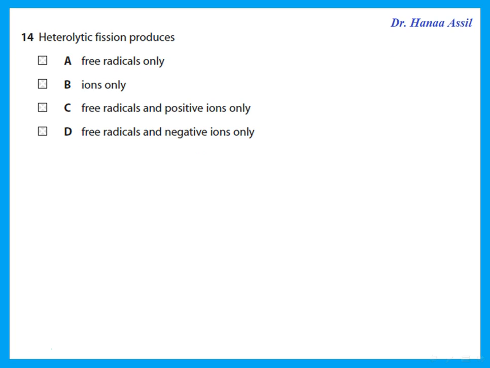Heterolytic fission produces what? Let's remind ourselves. What is homolytic fission and what is heterolytic fission? Homolytic means the bond between them is broken so that one of the electrons goes to each of the atoms.